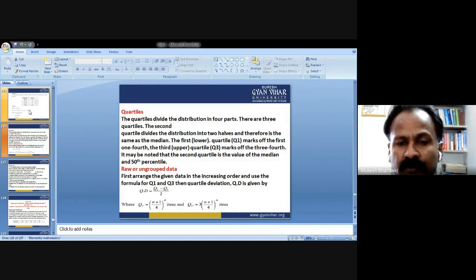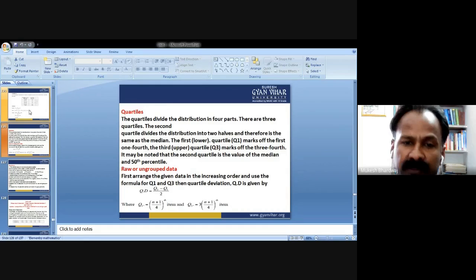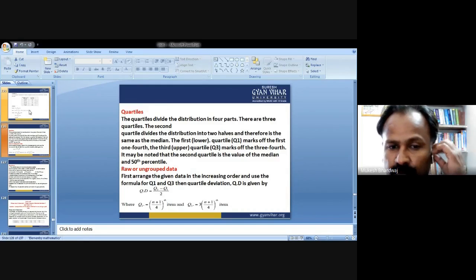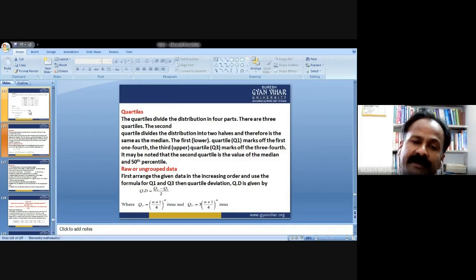For raw or ungrouped data, to find the quartile deviation, first arrange the given data in increasing order and use the formula for Q1 and Q3. Then quartile deviation QD is given by QD equals Q3 minus Q1 by 2, where Q1 is calculated as the (n plus 1) by 4th item, and Q3 is the 3 (n plus 1) by 4th item. So first you calculate Q1 and Q3. After that, quartile deviation is the difference between Q3 and Q1 divided by 2, that is the average.